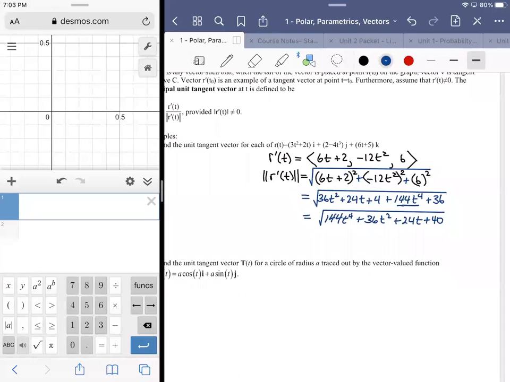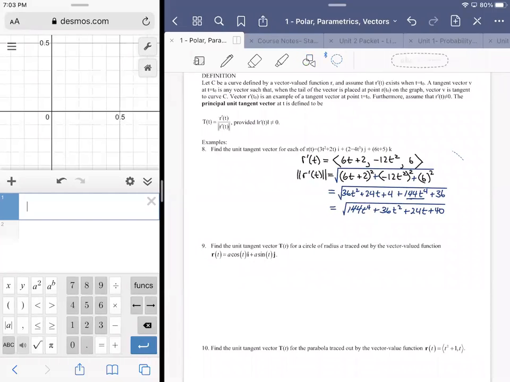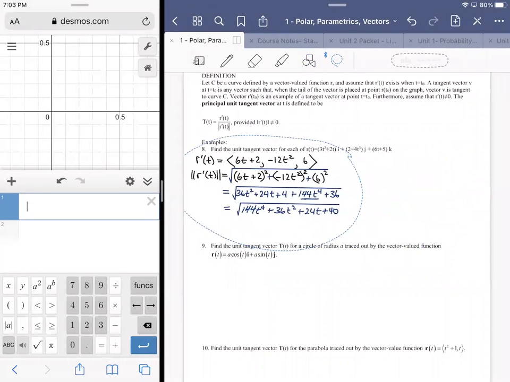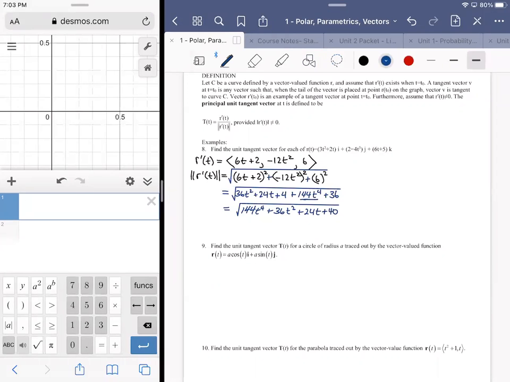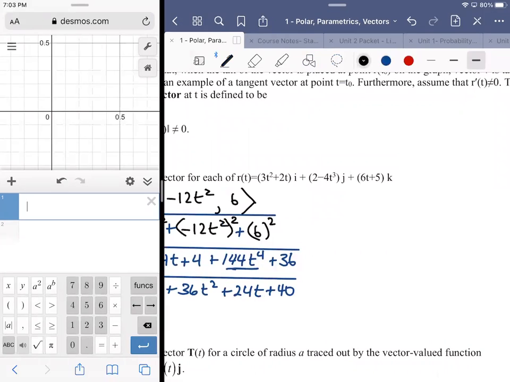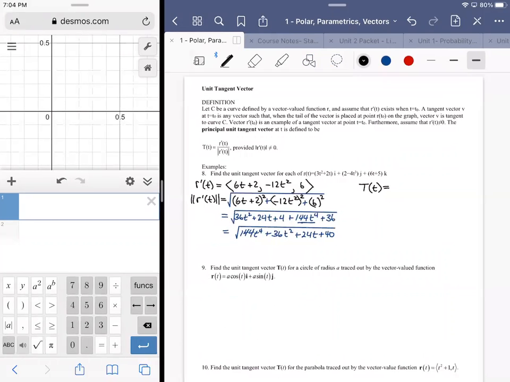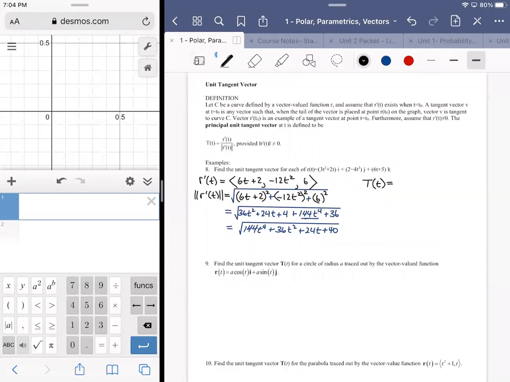All right. So the next step is to divide each component of r prime of t by the magnitude of r prime of t. And that'll give us T of t. Capital T of lowercase t. The capital T is referencing the unit tangent. The lowercase t is that it's in terms of t.